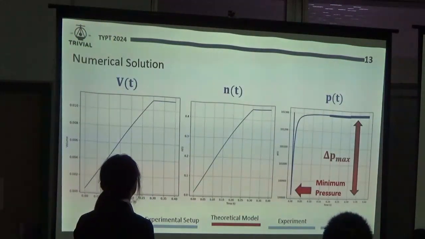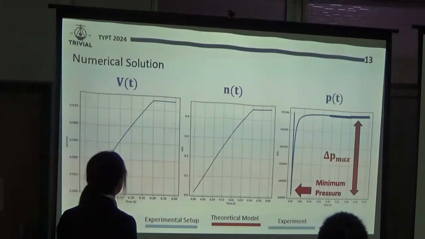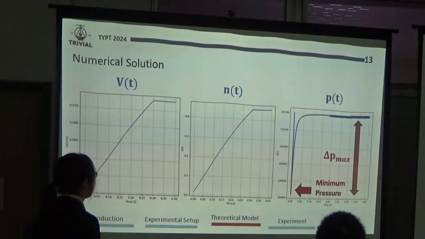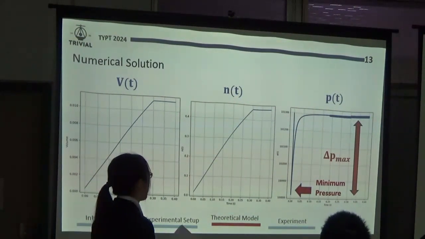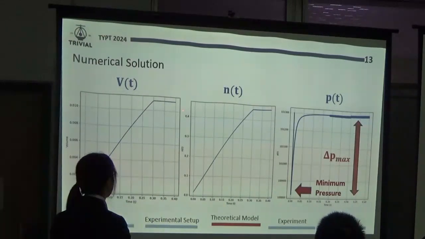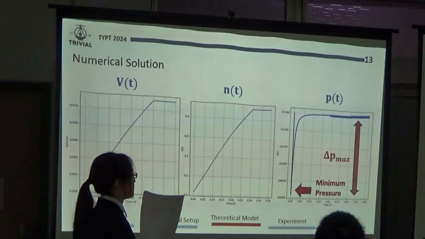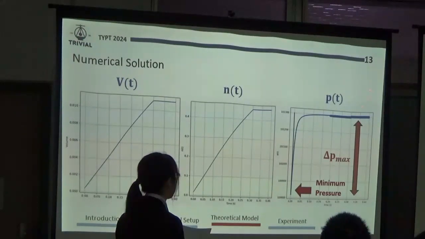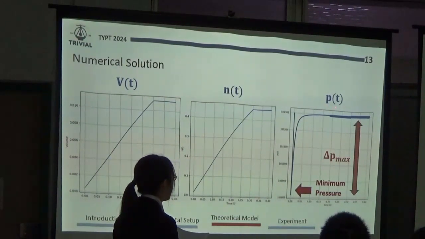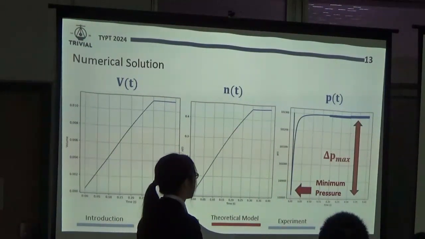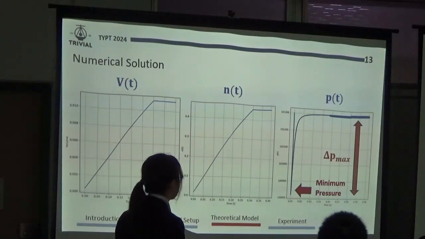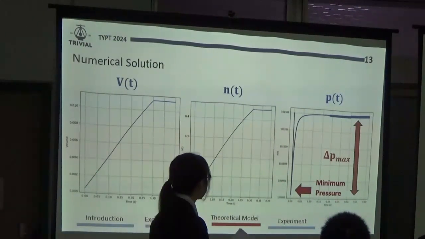Now here's our numerical solution. So we can see the volume of the paper and the number of the air molecules under the paper increases with time. But the pressure under the paper first decreases and then rises back up. So we can see there is a pressure difference over here and there is a minimum pressure over here.